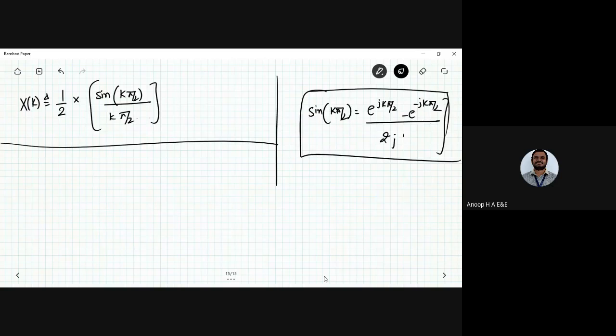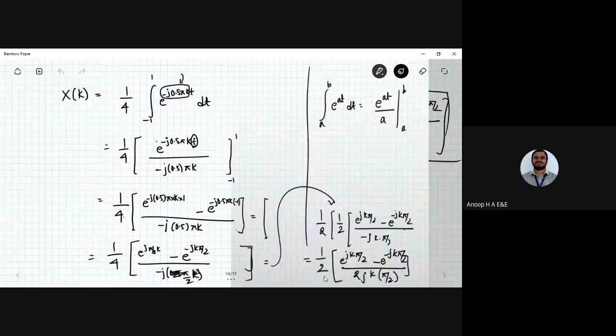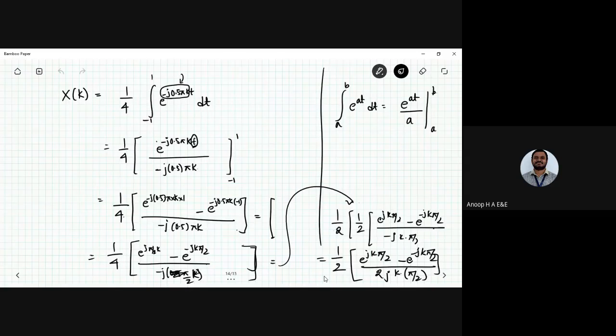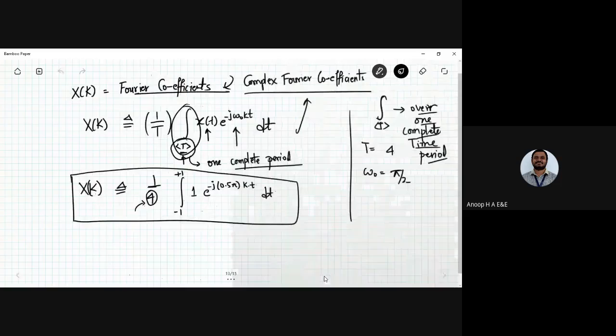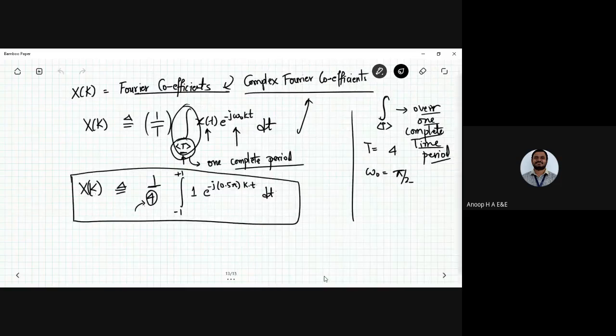Okay, so once again, see here, I have skipped the steps here just for your notice. Look here, this one. Did you understand how I wrote this, x of k, the complex Fourier coefficients? Yes, sir. Thank you. So this is written here. I'll come back to this again.